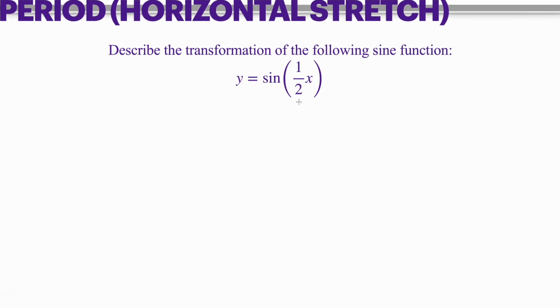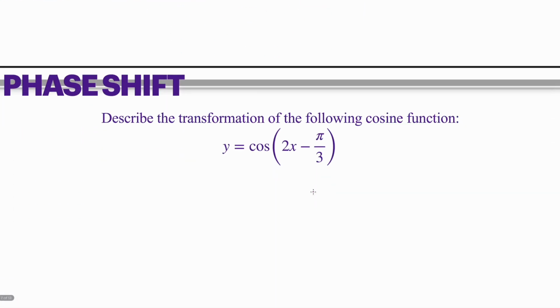The period is the formula, which is 2 pi over b. And again, the b is 1/2, so 2 pi over 1/2 is 4 pi, which means the sine function will go up, down, and back to a starting point every 4 pi units instead of every 2 pi units.